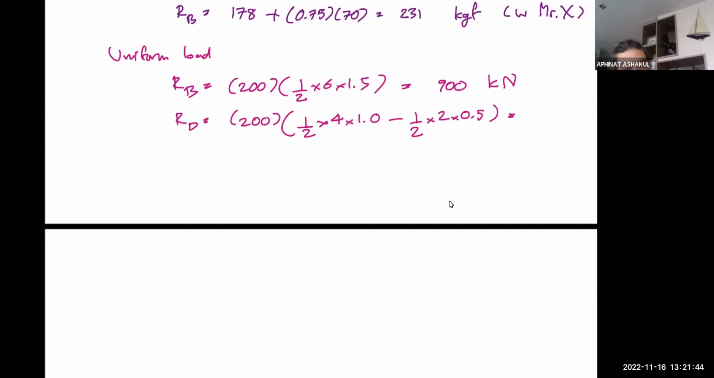Okay, let's finish this. This is 2, this is 0.5, so it's 1.5 multiplied by that, so it's 300 kilonewtons. Okay, for example, I think you get the idea.